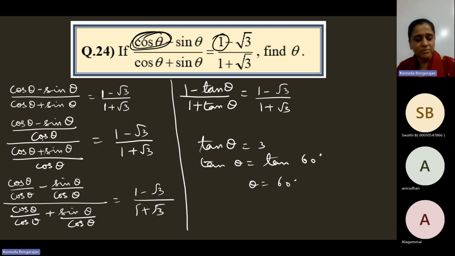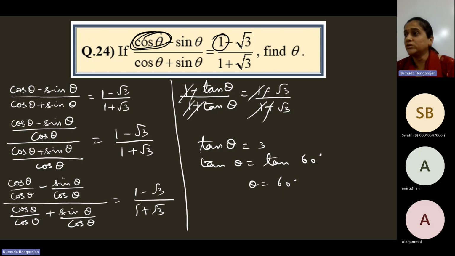So this means cos theta by cos theta minus sin theta by cos theta. Sin by cos is tan. So 1 minus tan theta by 1 plus tan theta. Now you can compare both the sides. To the RHS, we don't do anything. RHS as it is, we keep writing. Now you can compare: 1, 1, minus, minus, plus, plus.